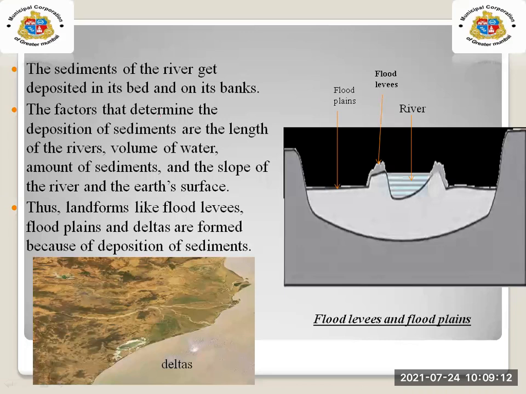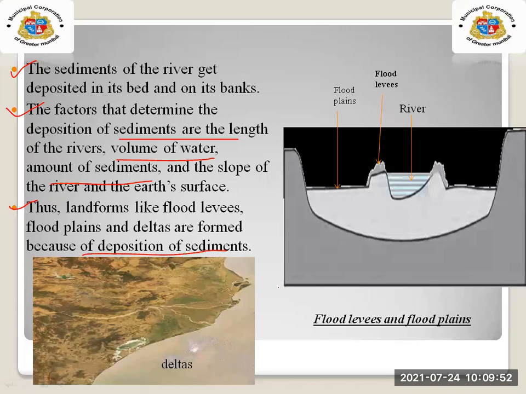Now the next point is about running water. Sediments of the river get deposited in its bed and on its bank. The factors that determine the deposition of sediments are the load of the river, volume of water, amount of sediments, and the slope of the river and the earth's surface. Thus, landforms like levees, floodplains, and deltas are formed because of deposition of sediments.